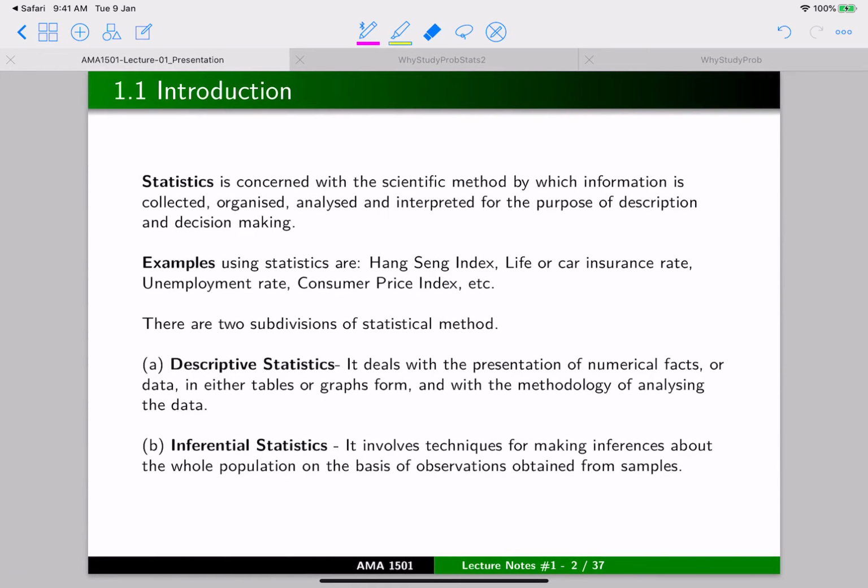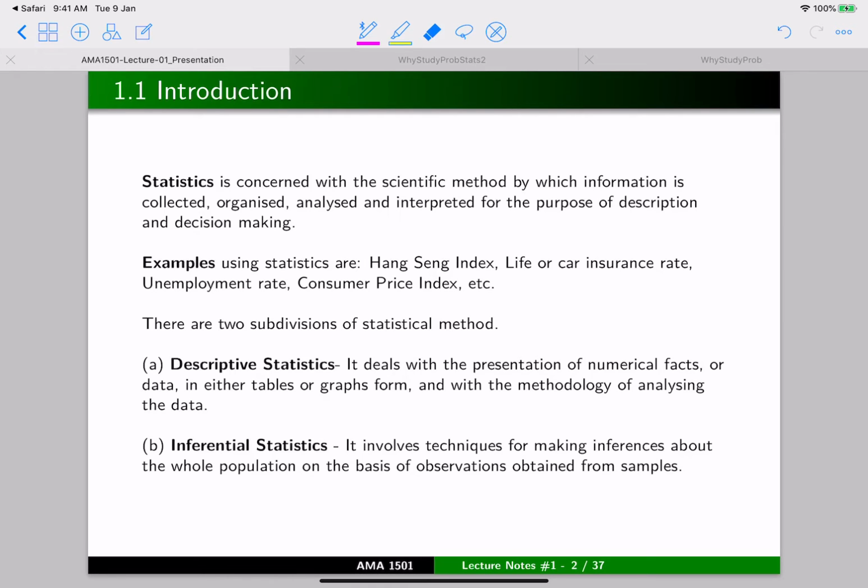So what is statistics? Statistics is concerned with the scientific method by which information is collected, organized, analyzed, and interpreted for the purpose of description and decision making. For example, statistics are used to come up with the Hang Seng Index or life and car insurance rates, unemployment rates, consumer price index.